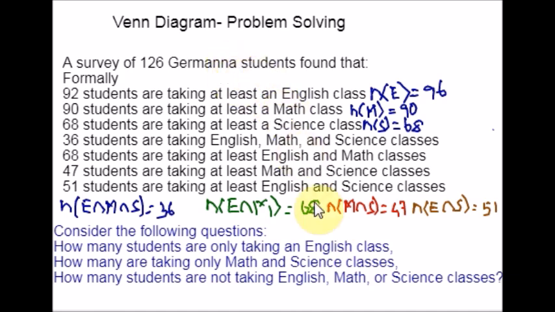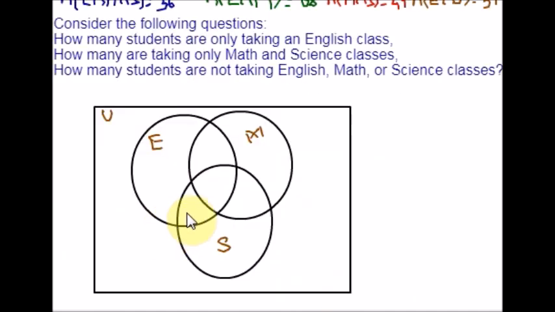However, the circles only represent English, math and science classes. The area outside the circles is symbolically written as N of U intersection E complement intersection M complement intersection S complement. That is the total number of students excluding English, Math and Science students.